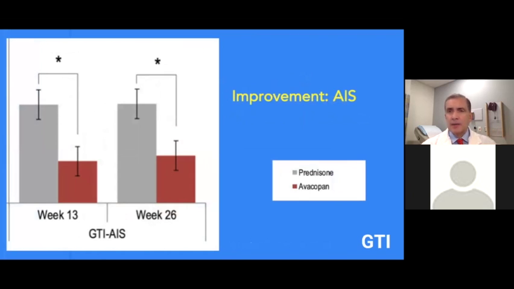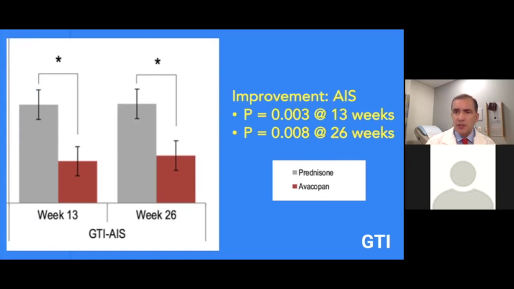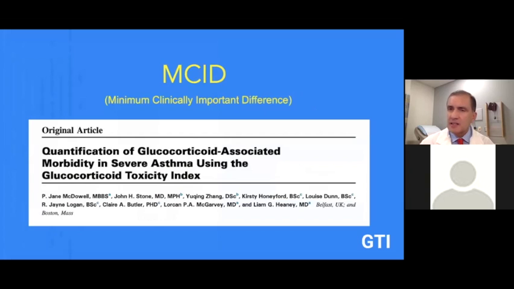The aggregate improvement score, or AIS, showed the same thing, again, at 13 weeks and at 26 weeks. I think it's remarkable how quickly the GTI changed. And that's very important. I think it speaks to the wisdom in choosing the domains of the GTI. Again, these differences between groups were highly statistically significant at both 13 and 26 weeks. So highly statistically significant, but is it clinically important? And here's where the MCID comes in, the minimum clinically important difference.